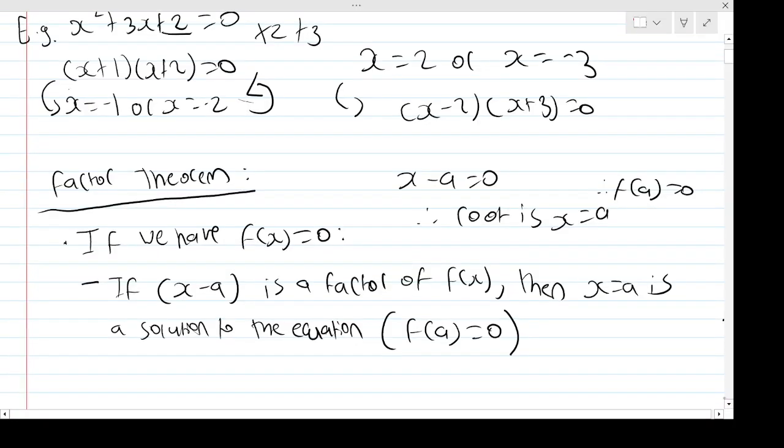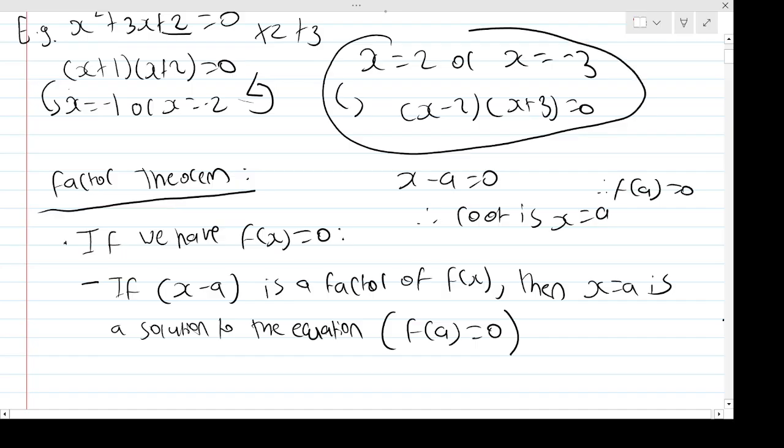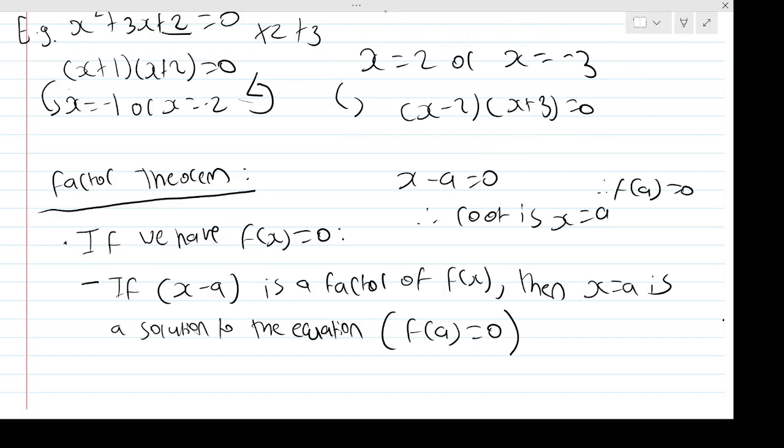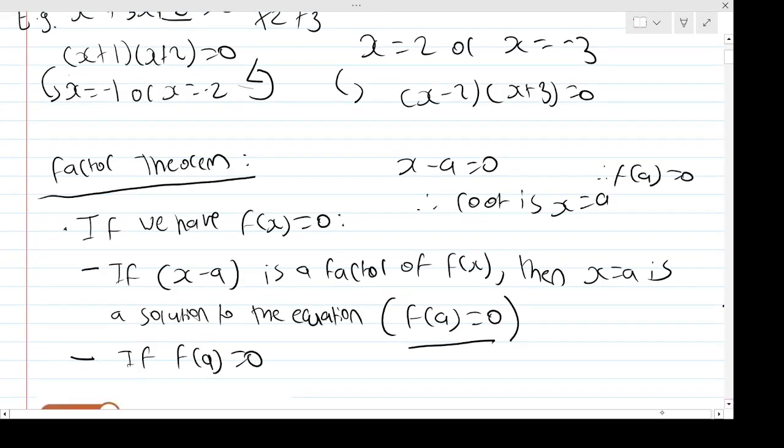And actually, like with this example, we work backwards: given the roots, we then deduce the factor. So if x was 2, then the factor was x minus 2. We can work backwards with this statement as well. Instead, if f of a equals 0, so if we're given a root instead, so a would be the root, then we can work backwards and say that x minus a would be a factor of f of x. And that is the factor theorem, plain and simple.